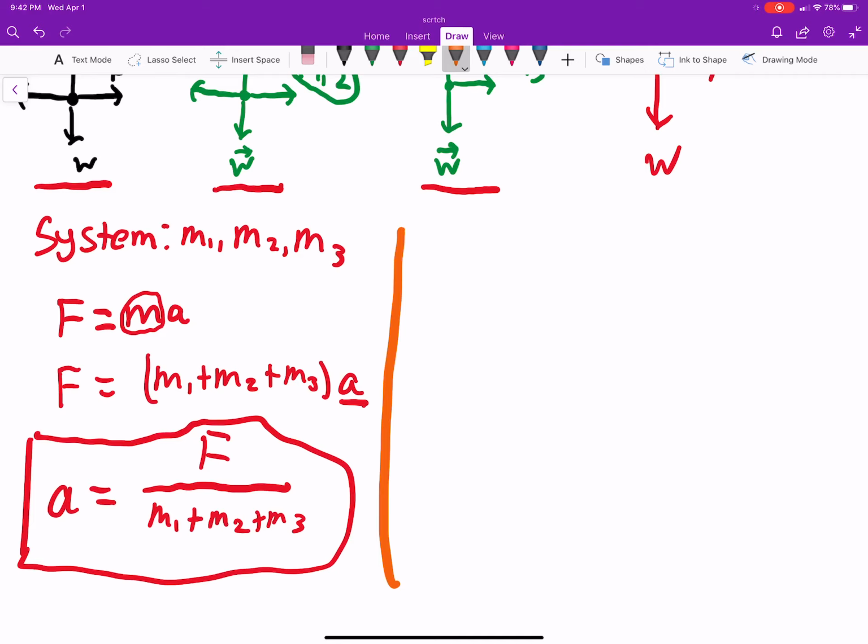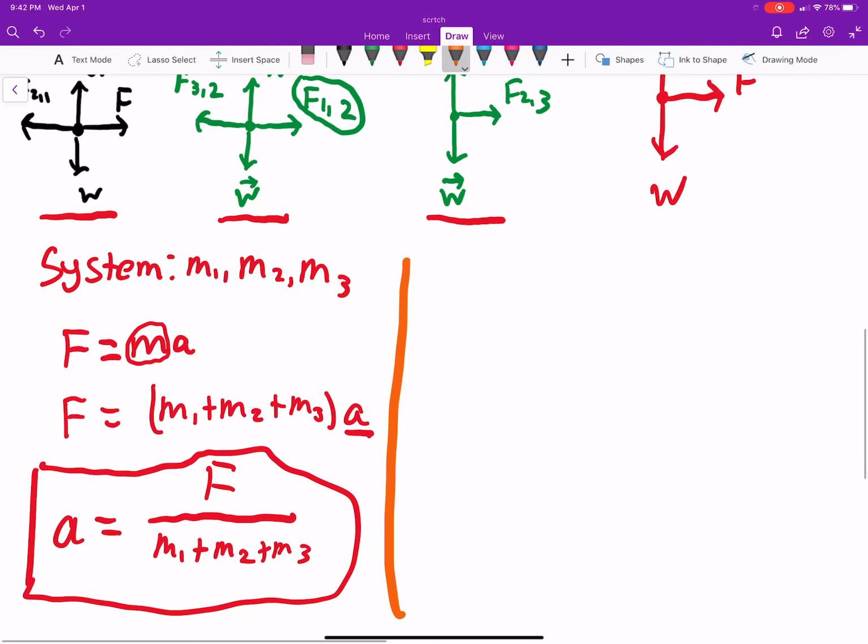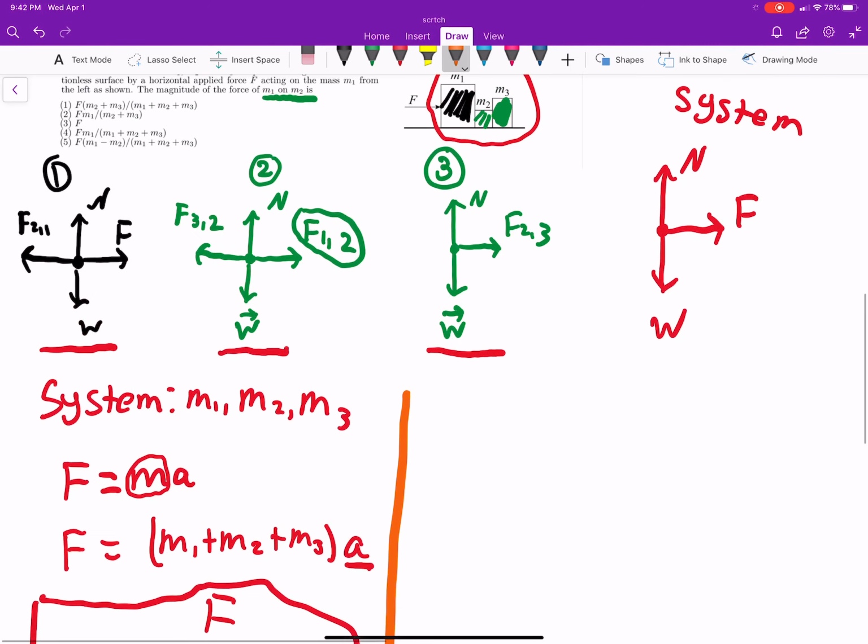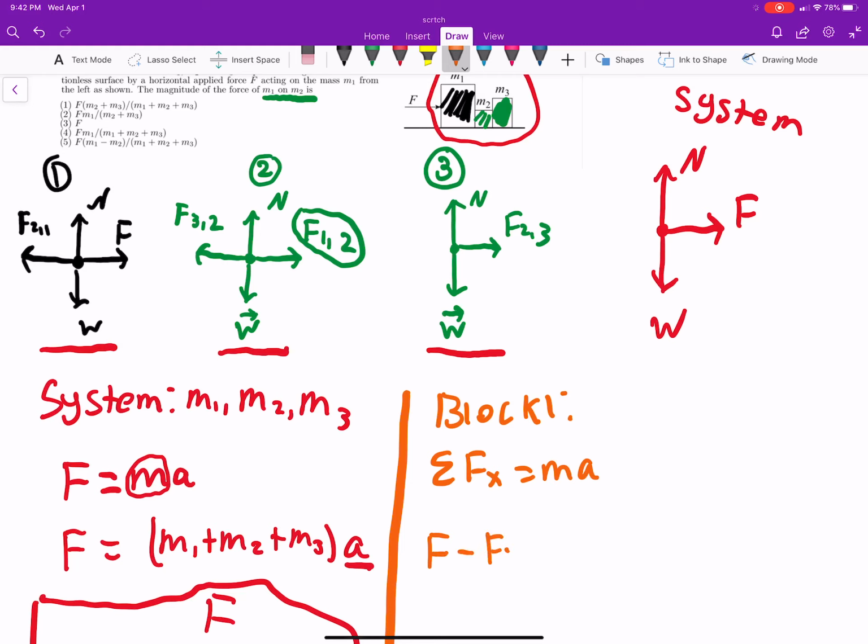Well, let's consider a few things. Let's consider what's happening to block 1. The sum of all forces, so for block 1, the sum of all forces in the x direction is equal to mass times, again, I'm just calling it A. So force minus the force of 2 onto 1 is mass 1 times acceleration.